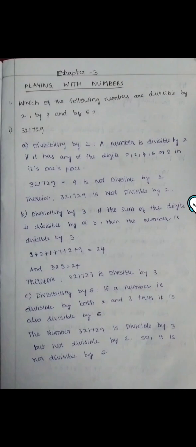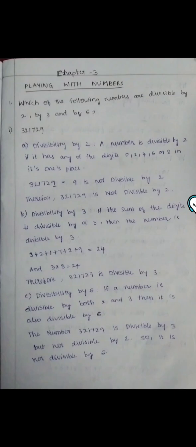So the divisibility rule for 2 is, a number is divisible by 2 if it has any of the digits 0, 2, 4, 6 or 8 in its ones place. So in this number 3, 2, 1, 7, 2, 9, when we check the divisibility rule, it is not satisfying the condition, as 9 is not among 0, 2, 4, 6 or 8. So we can directly say that the whole number 3, 2, 1, 7, 2, 9 is not divisible by 2.